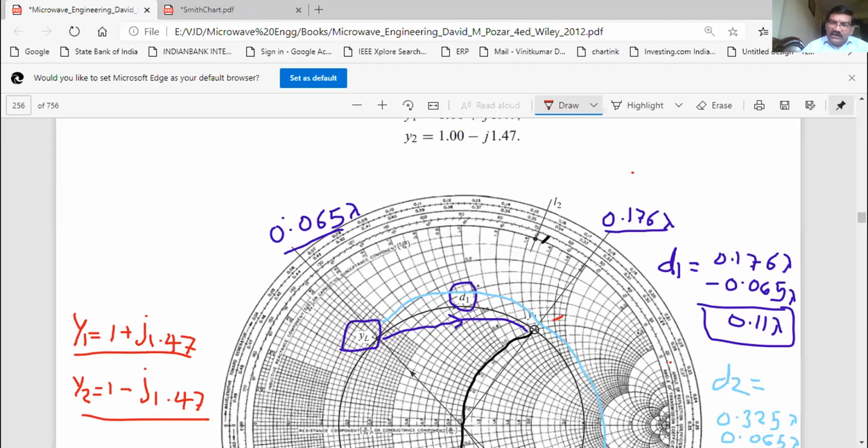Here is the point. From here, if you extend it on the Smith chart circle of 1.47, it will extend. So when you extend it, here is your L2.